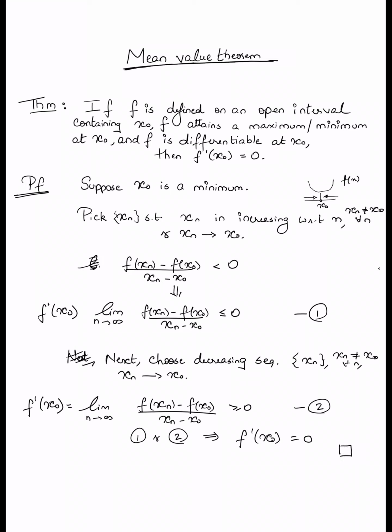Okay, so this is fairly straightforward. This is how you argue that so long as the function is differentiable at any point of a maximum or a minimum, the derivative must be 0. Okay, so next we move on to another important result. This is actually called Rolle's theorem.